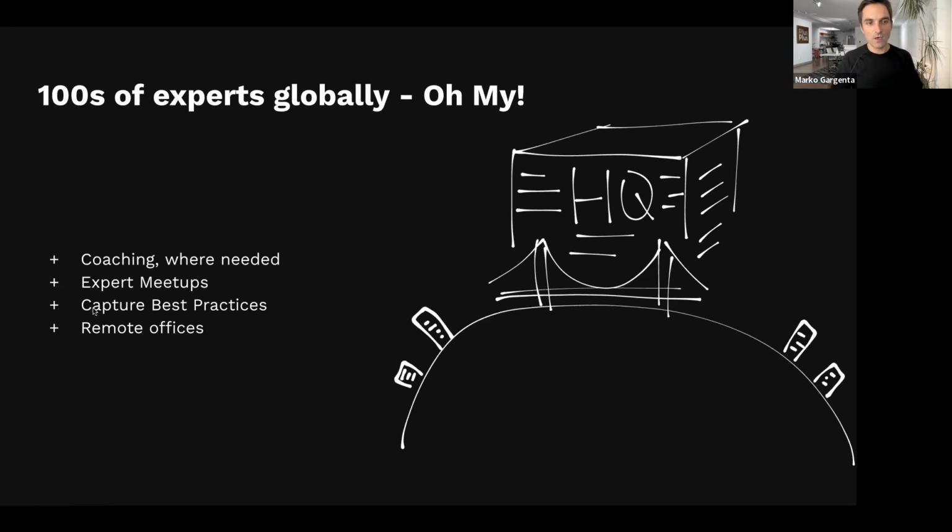We would start capturing those best practices. We would organize expert meetups. So once a month, people who taught classes all the time, so engineers, would come together and among themselves share best practices, what works, what didn't, right? And through that, everyone learned and got better.